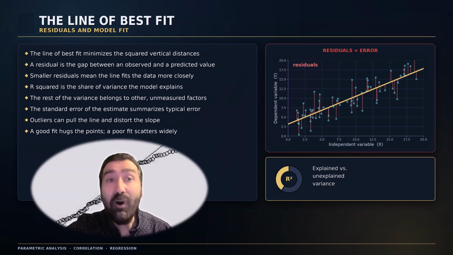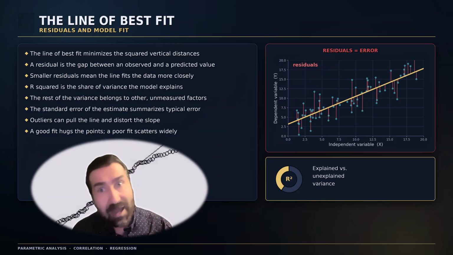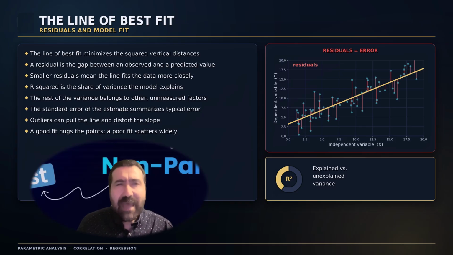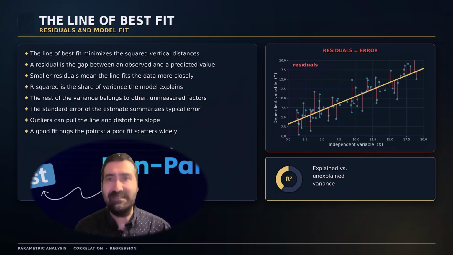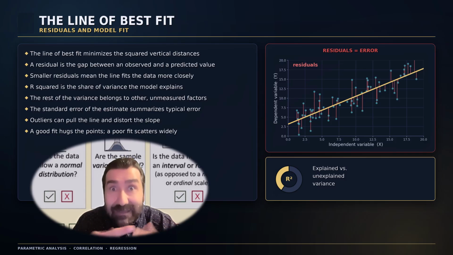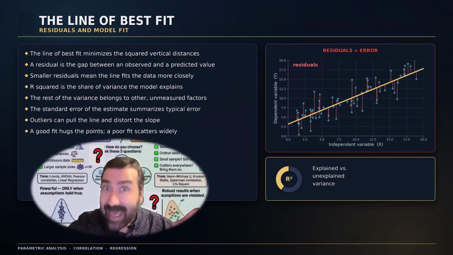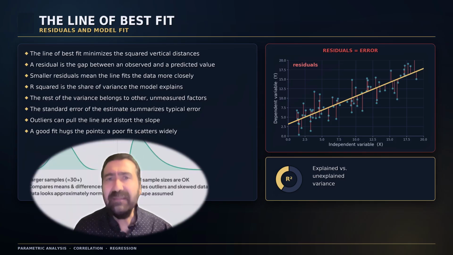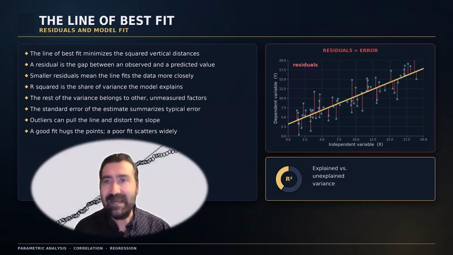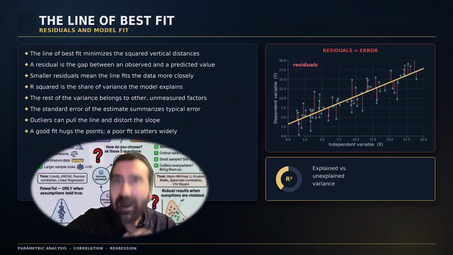Now, the entire goal of the line of best fit is to make all of those errors as small as possible, taken together. To be specific, it minimizes the squared vertical distance. So smaller residuals mean the line is hugging the data tightly, and that means a better fit. There's also a related number called the standard error of the estimate, and it basically tells you the typical size of those prediction errors in the actual units of your outcome.